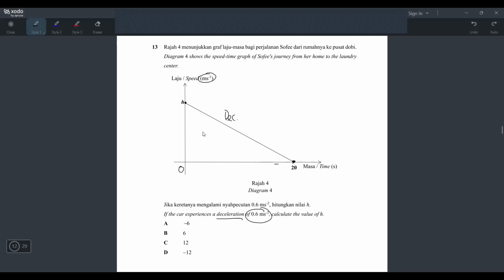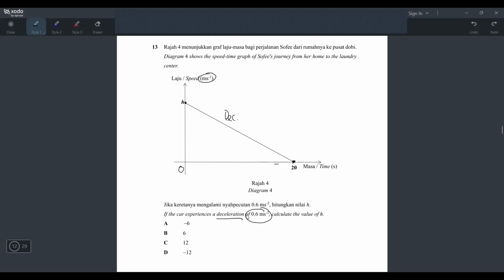Do you remember how to find deceleration in a speed time graph? You will use gradient, right? So make sure you hafal. In a speed time graph, you will use gradient to find acceleration. But how to find distance? Use area. Use area under the graph, if you want to find distance. And usually they like to ask in paper 2 to find distance in the speed time graph.